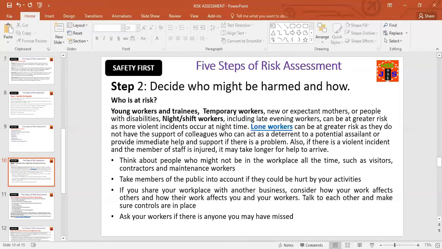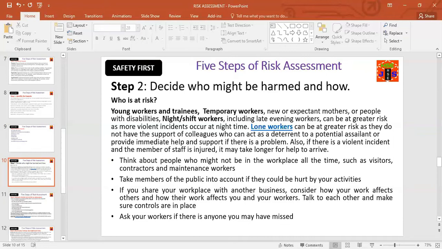Other than the categories mentioned above, you have to think about people who might not be in the workplace all the time, such as visitors, contractors, and maintenance workers. Take members of the public into account if they could be hurt by your activities. If you share your workplace with another business or subcontractor, consider how your work affects others and how their work affects you and your workforce. Talk to each other and make sure controls are in place.